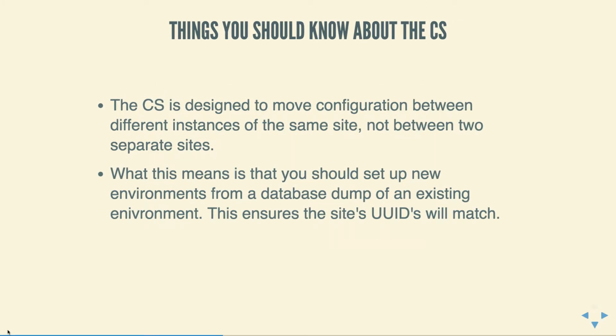All right, now just some general notes about the configuration system, some things that you should know about it. The configuration system is designed to move configuration between different instances of the same site, not two separate sites. The way that Drupal identifies a site is through a UUID, or a Universal Unique Identifier. What this means in practice is that, let's say you have your dev site and you want to set up your staging site, you should set up your staging site from a database dump of your dev site. Or at least that's the easiest way to do it. That's going to ensure that your UUIDs match, and then that will allow you to move your configuration between them.